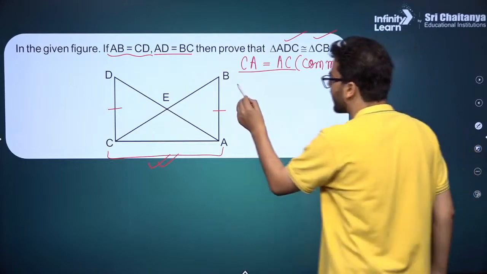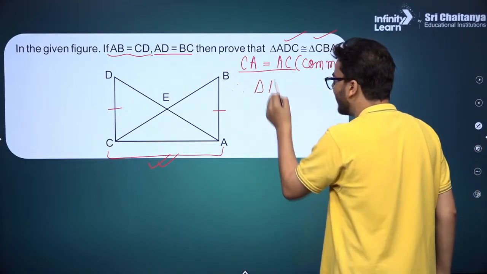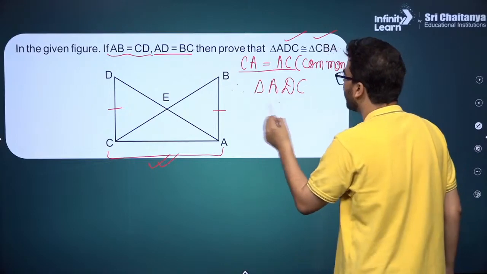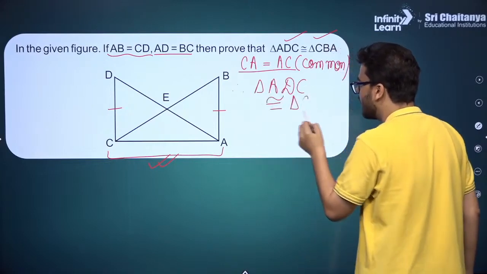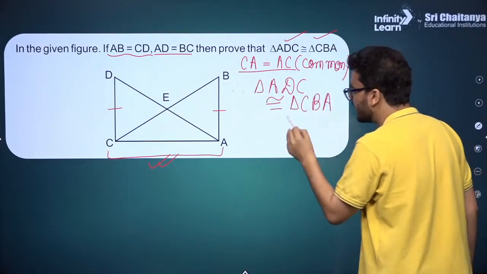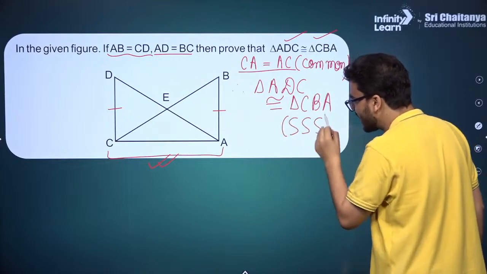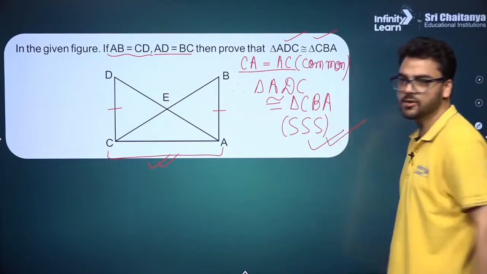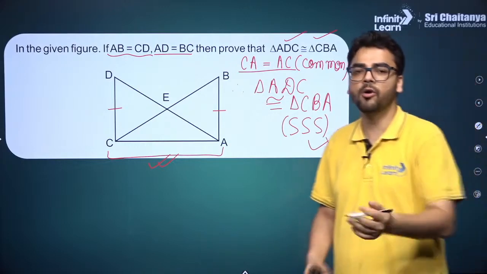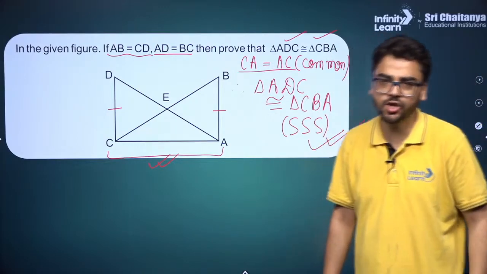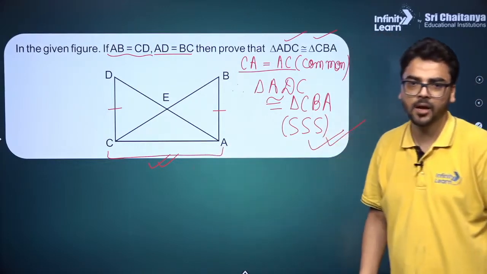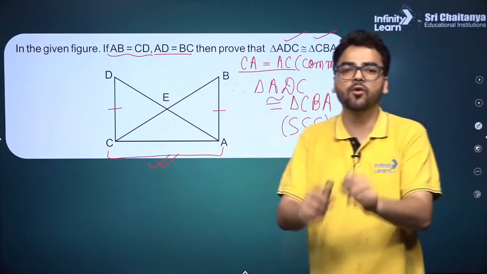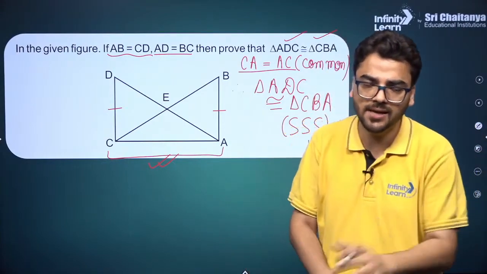I hope it is clear. Therefore, we can say triangle ADC is congruent to triangle CBA by which congruency criterion? All the three corresponding sides are equal, so by SSS congruency criterion. I hope this is clear to every student. Exactly, Shinjini. AC is common. I hope this is clear. Any doubt in these things, guys, which we have discussed up till here?